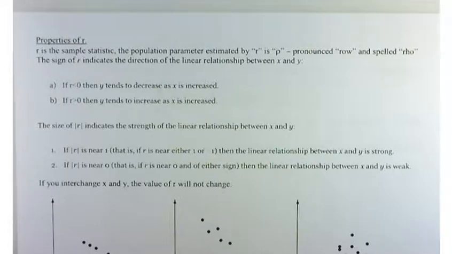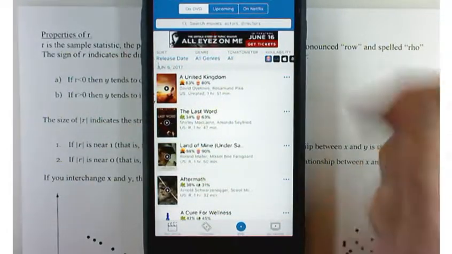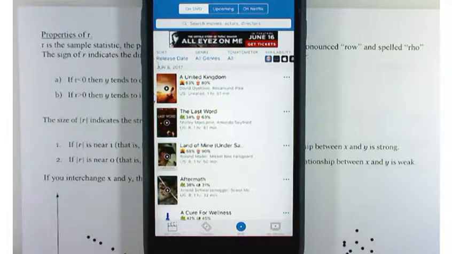Does anyone use the app called Flickster? Ever heard of it? A couple of you have. It's a movie going app. It's kind of cool. They show you different movies, and you can find out what's coming, what's playing, etc.